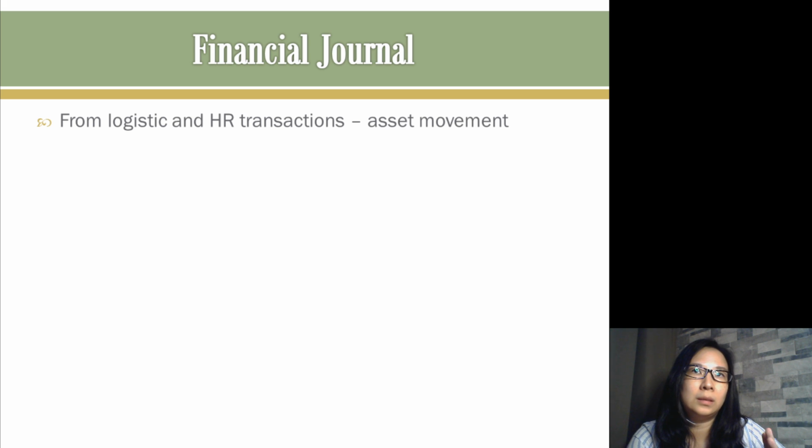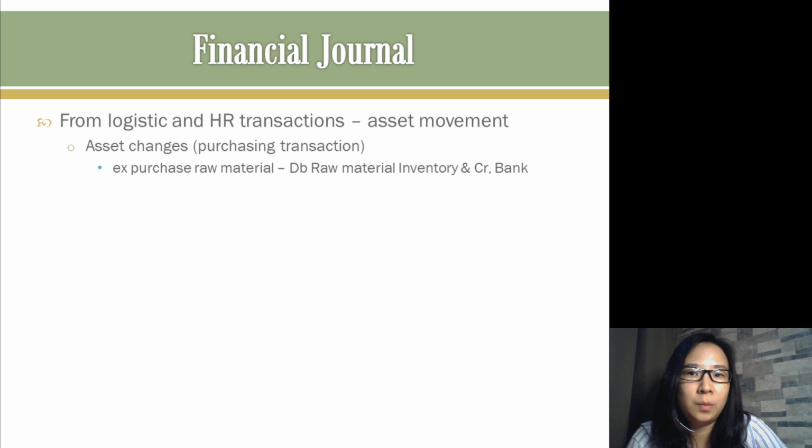when there is an asset movement. So for example, when there is an asset change, in the case of a purchasing transaction, when we purchase raw material, the financial journal will debit the raw material inventory, because the raw material is an asset. So when the raw material inventory increases, it is recorded on the debit side. And for example when we pay using bank, the bank will be on the credit side.